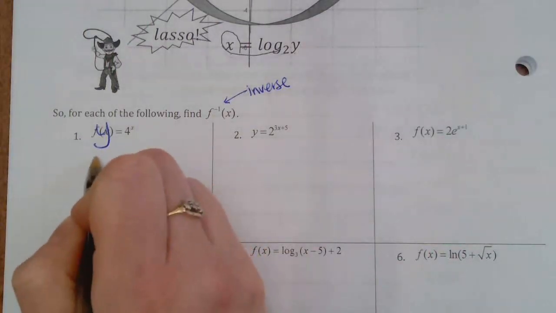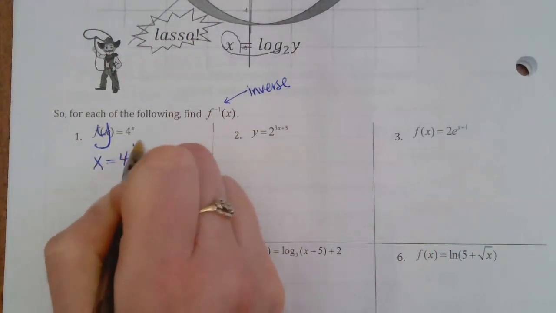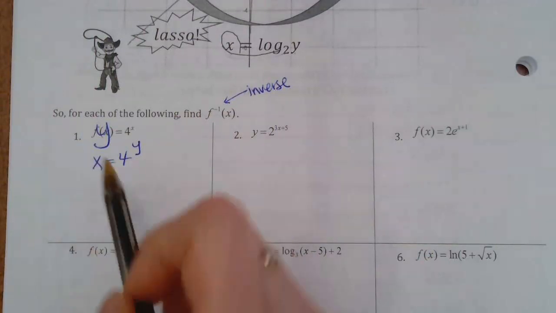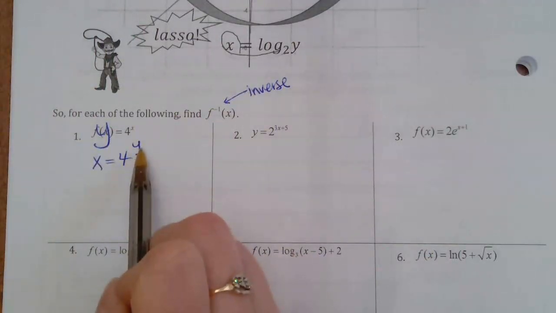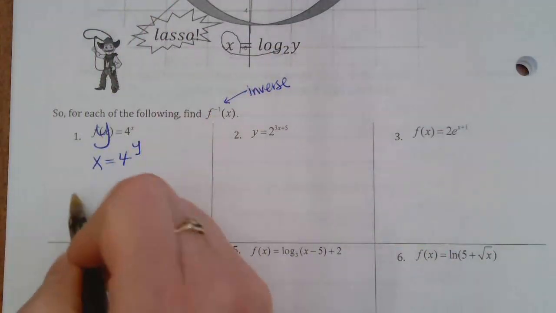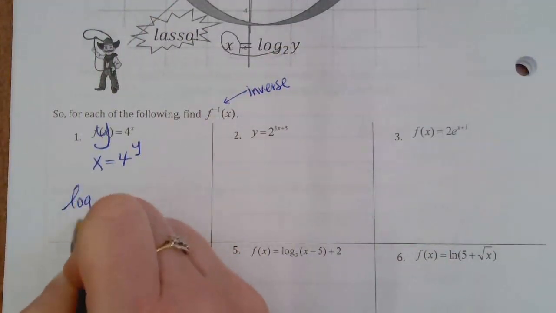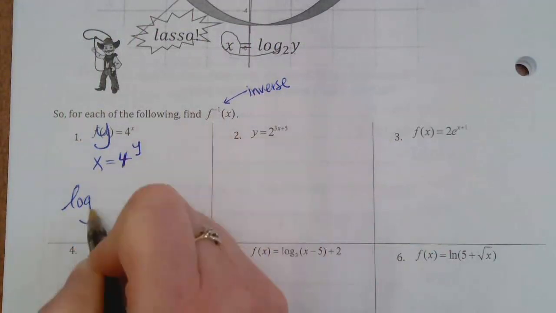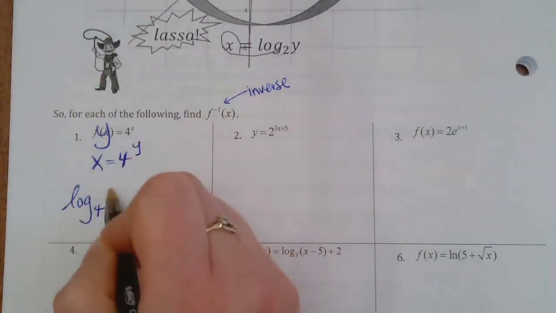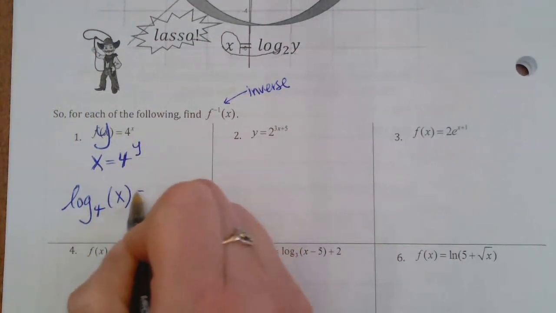So step 1, switch x and y. So that would be my first rewrite. That will get you at least a point if you switch your x and y. But since it starts as an exponential function, the only place for it to go is to turn into a log. So you have to introduce the word log. Since this is a base 4, we will write base 4. The answer, now that I switched, is x, and the power is y.